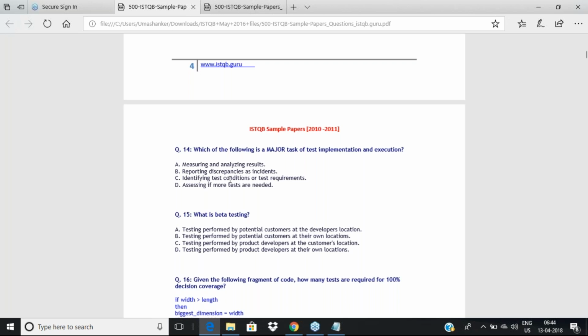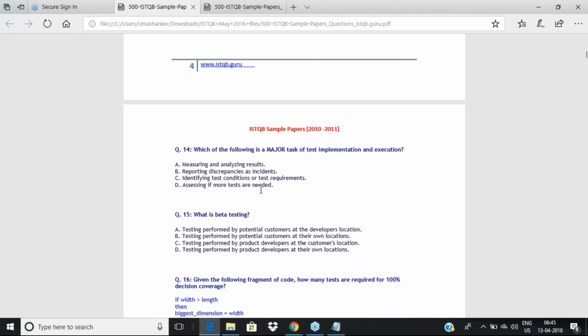Reporting discrepancies as incidents. So an incident can lead to anything. It might result in a bug, might not result in a bug. It can be a simple error. So any discrepancy that you feel while performing the testing, you report the discrepancy as an incident. And finally, after the triage meeting happens, it might result in a defect, might not result in a defect.